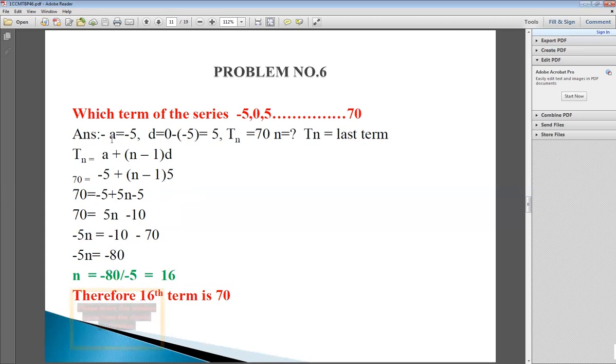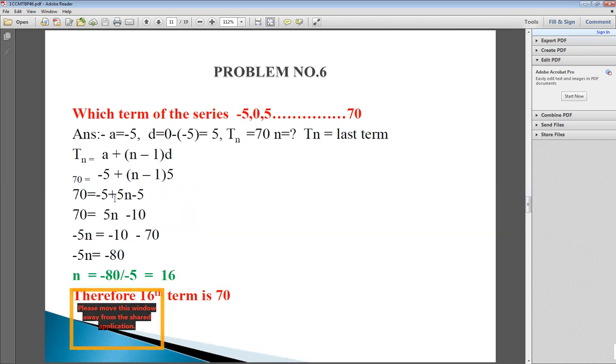Let the value of a equal minus 5, d equals 0 minus of minus 5, which becomes plus 5. Tn, that is the last term value, is 70, n we don't know. So substitute the same in the formula. Tn equals a plus n minus 1 into d. The last term value given, 70, equals a, that is minus 5, plus n minus 1 into 5.